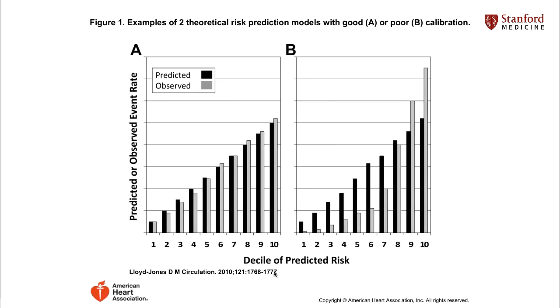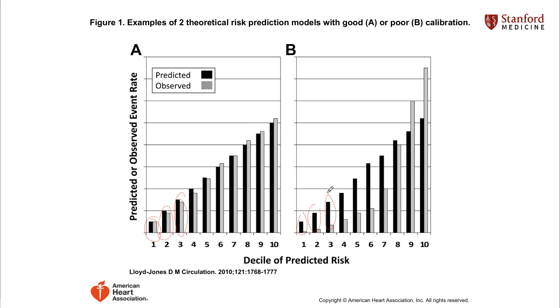This graph illustrates this nicely. These are two theoretical risk prediction models. They're not real, it's a made-up example. But both of these have great discrimination. And you can see that because in both cases, category 2 indeed has a higher risk than category 1, and category 3 is higher than 2, and so on. So it gets the ordering right. And that's the same over here in B. The ordering is correct. So great discrimination.